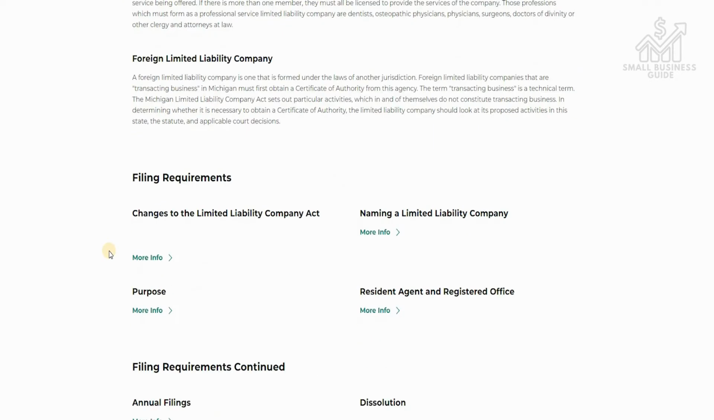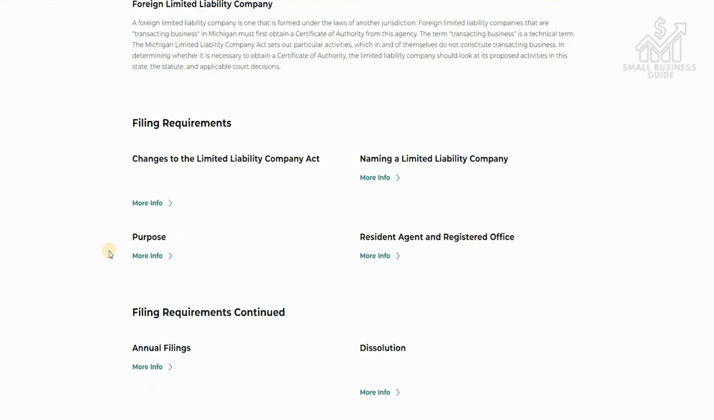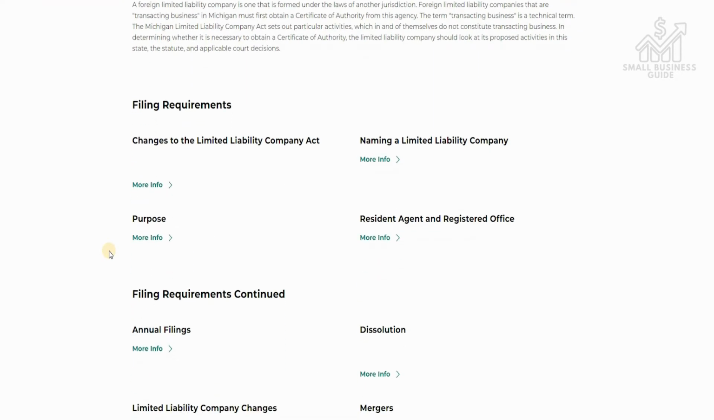Now, filling the requirements is very interesting because these are the things that you actually need to get done before you start up a limited liability company. That's one of the things a lot of people don't understand or face a lot of difficulty with, especially in the state of Michigan, because the laws in Michigan are relatively different from those in other states.